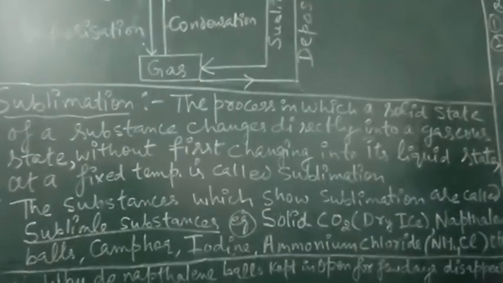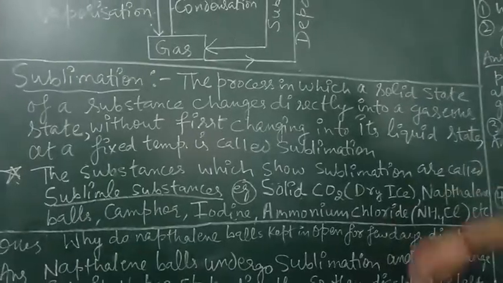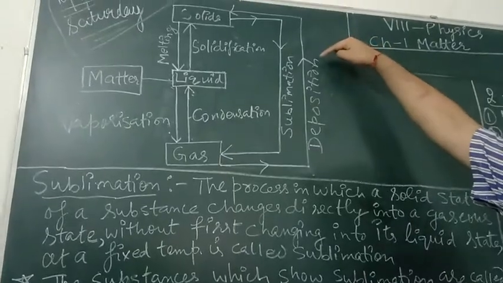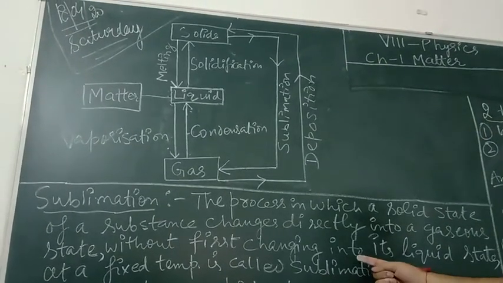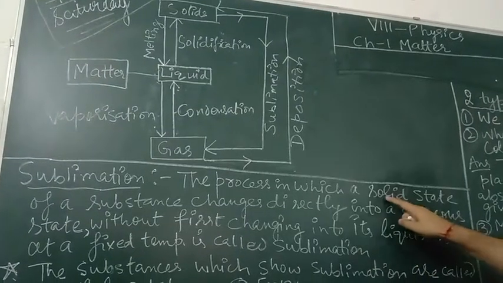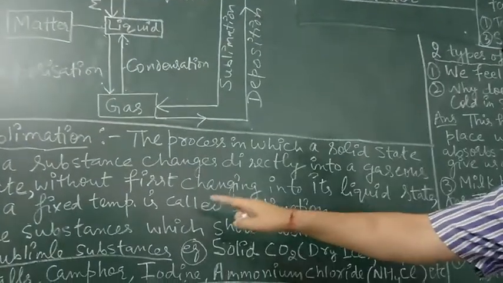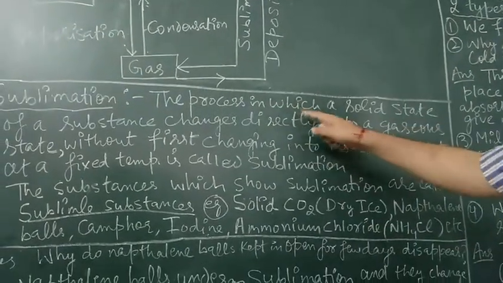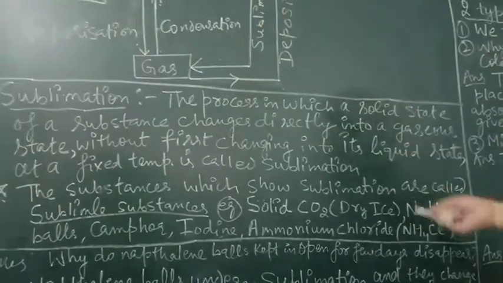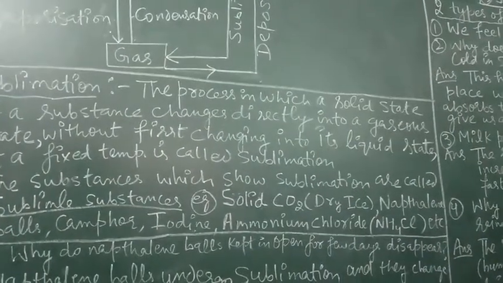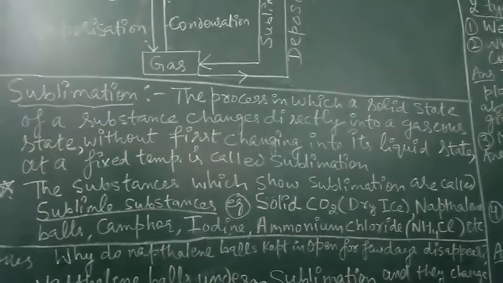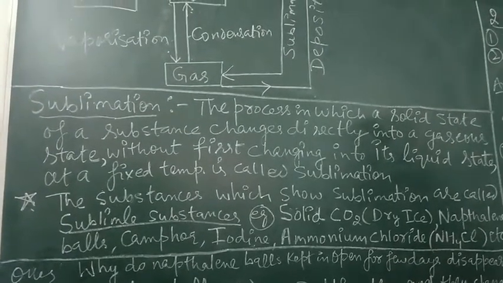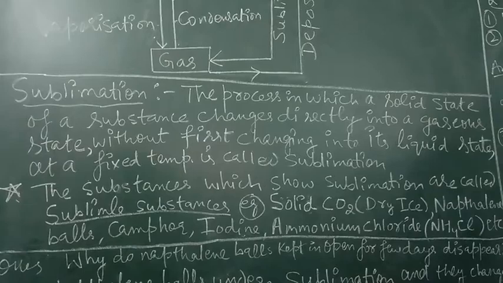And deposition is the opposite process. If this is the heating process, sublimation, this is the cooling process, deposition. So all you need to do is interchange solid state with gaseous state, and the rest of the definition remains the same. The process in which a gaseous state of a substance changes directly into a solid state without first changing into its liquid state at a fixed temperature is called deposition. So that would be the definition of it.